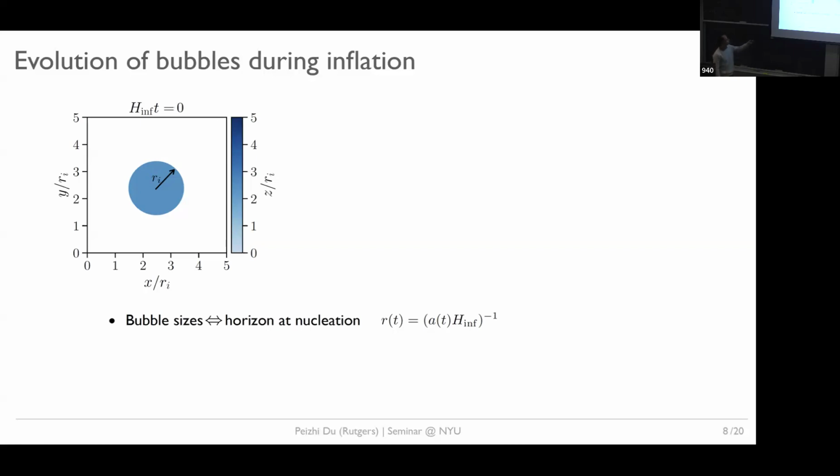Now this is from one of our simulations of these bubbles in three-dimensional coordinates, with this x-axis and this y-axis at time 0. That is the time when we start the phase transition, and R_i is the comoving horizon size at t equal to 0.